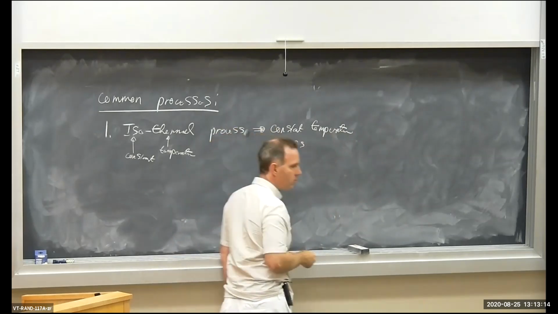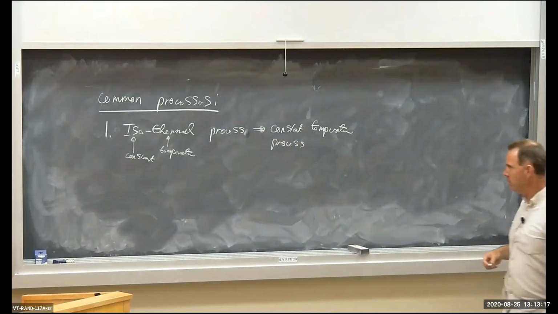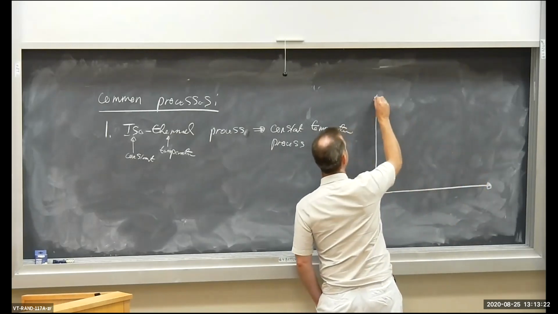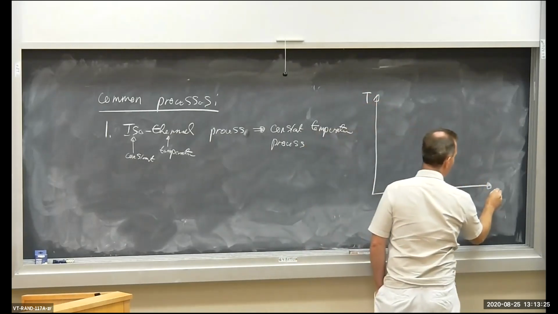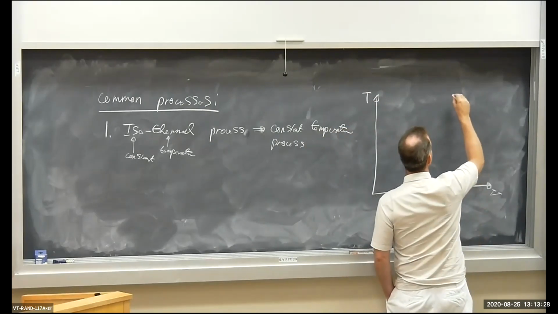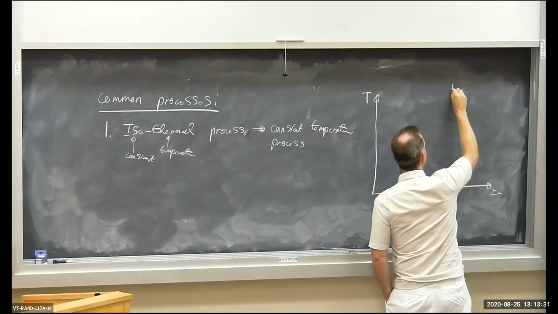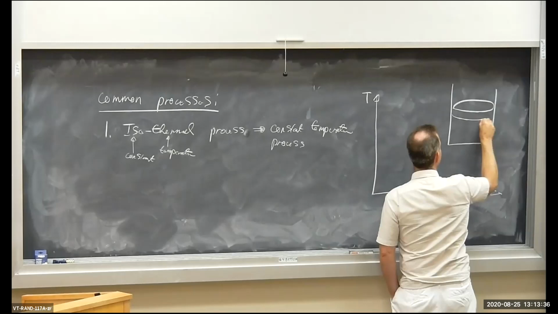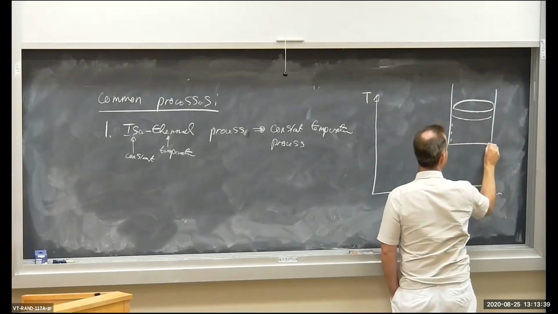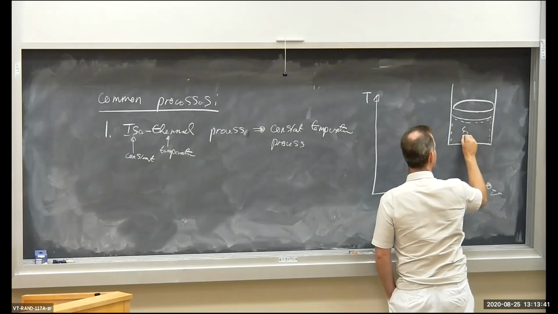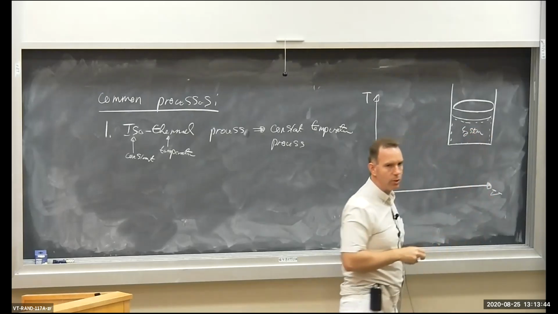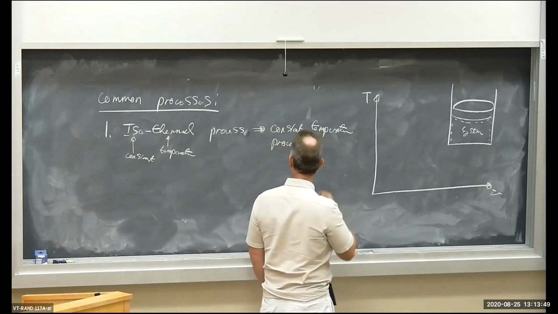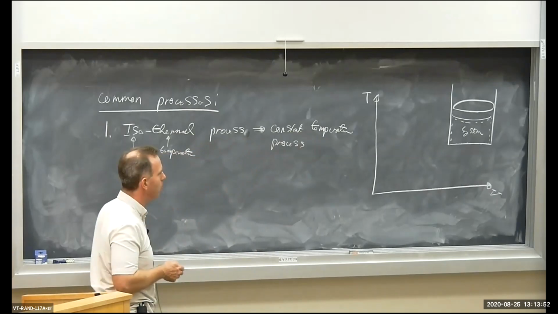In terms of a diagram, the isothermal process can be viewed, let's say we have again a TV, temperature volume diagram. So we have some kind of a piston cylinder device. So here's our system. Okay, so here's our system. I don't know what it is. It could be a gas, it could be a liquid, who knows what it is. The point is, this system goes through some kind of an isothermal process.